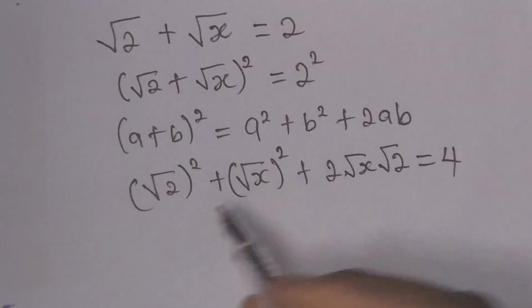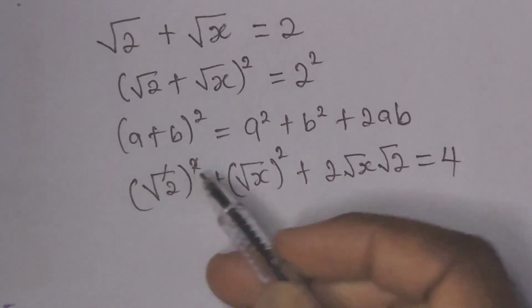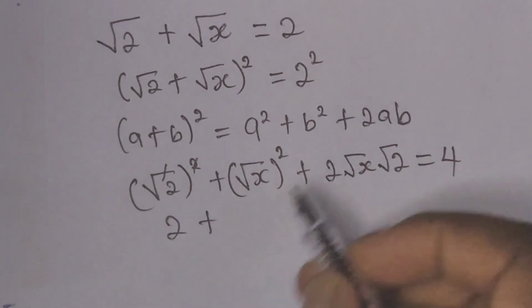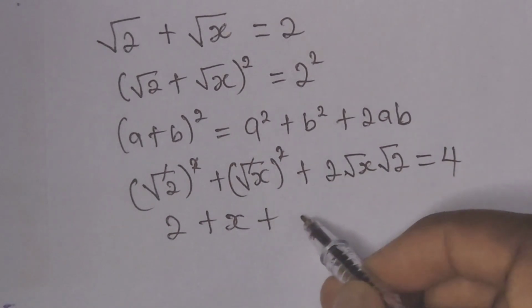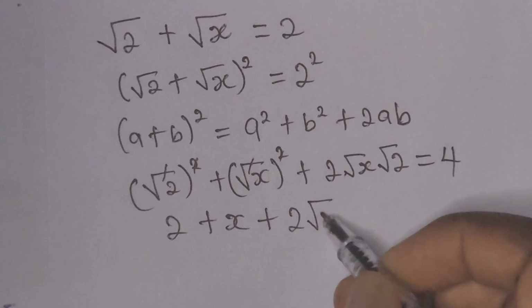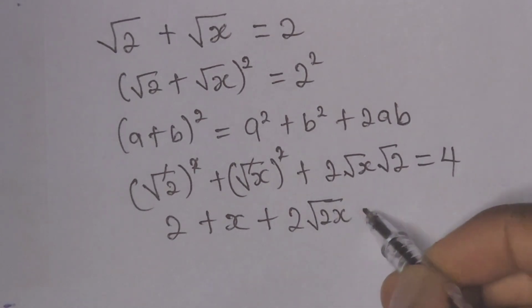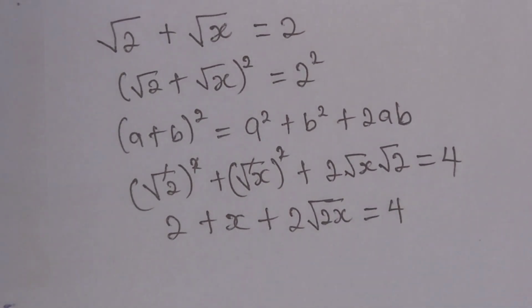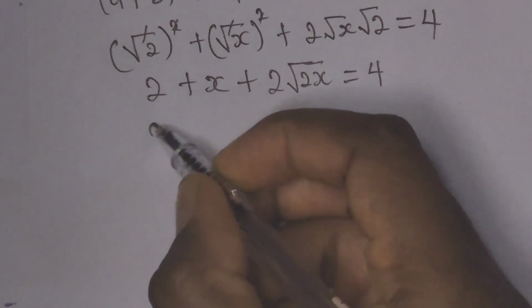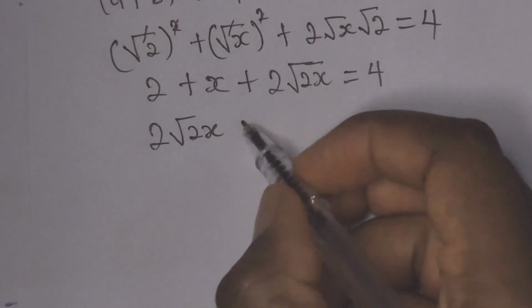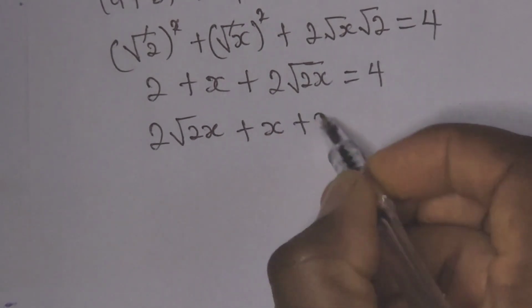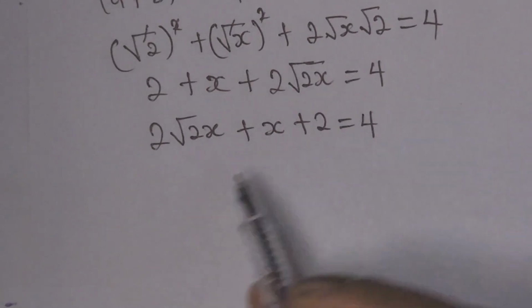So when we simplify, this will cancel this, we have 2, plus, this cancels this, we have x, plus 2 root 2x, all equal to 4. So this is 2 root 2x plus x plus 2 equal to 4.